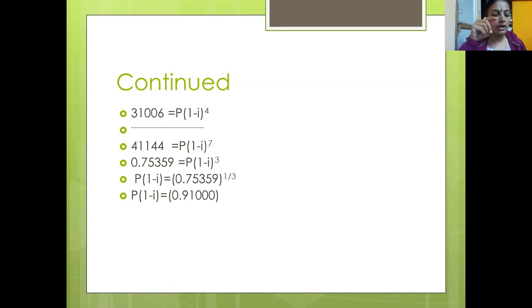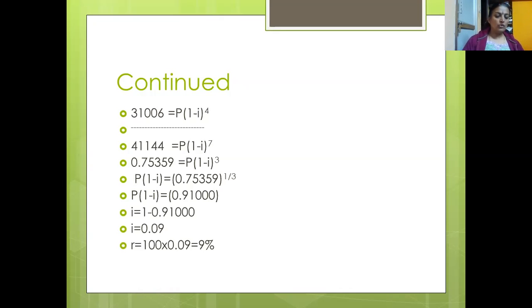Now you can take this 1 to that side, or take minus I to that side. If you take minus I to the other side, it becomes plus I. Then if you take this 0.91000 to the other side, it becomes minus. Then what remains is 1 minus 0.91000. So I is equal to 0.09. Therefore, the rate of depreciation can be ascertained by multiplying it by 100, so you will get 9%. So the rate of depreciation is 9%.